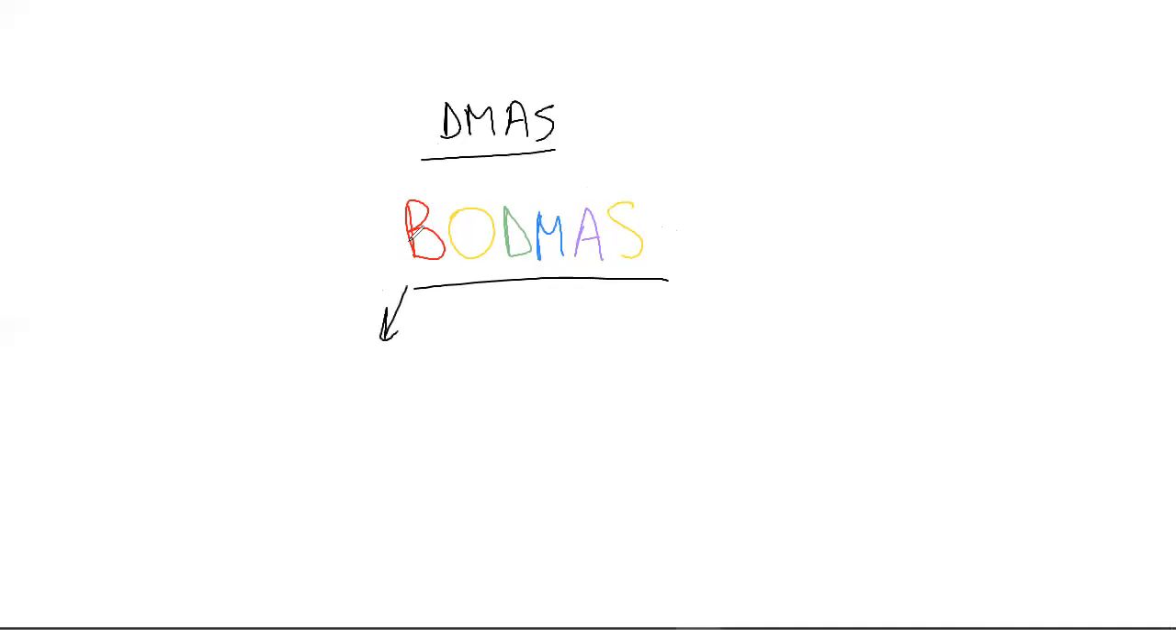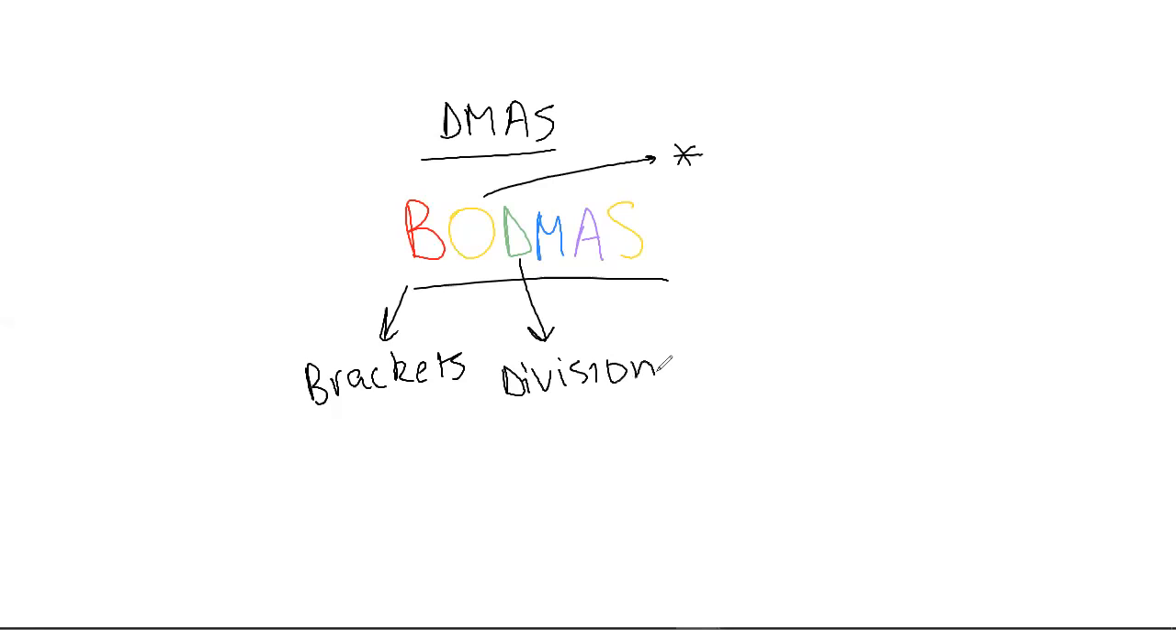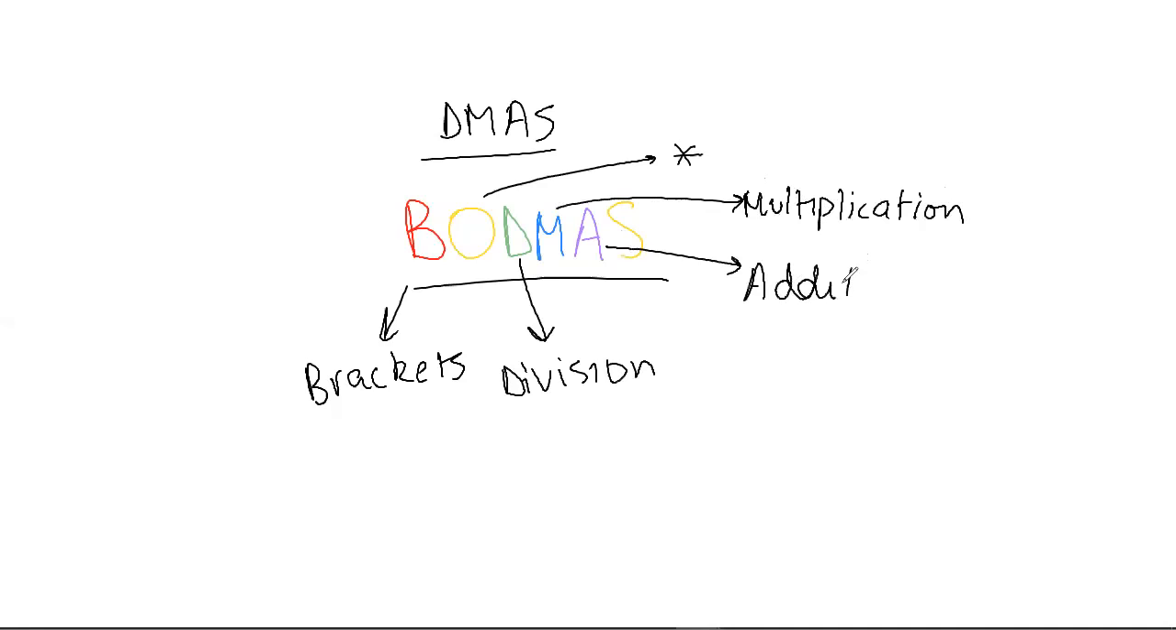Bodmas means that, say for example, B stands for brackets. And then there's O, it stands for of. And then there's D, it stands for division. And then there's M, it stands for multiplication. Then there's A, it stands for addition. And then finally at the last there's subtraction, that stands for S.